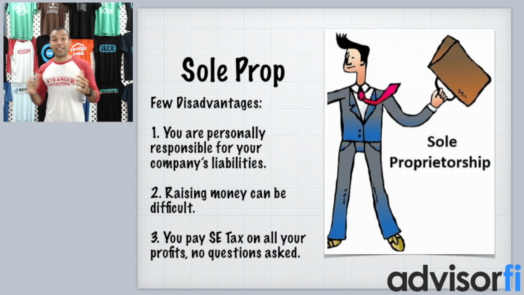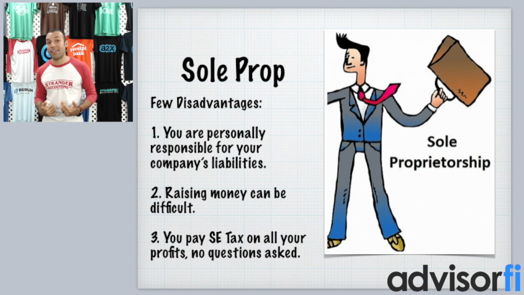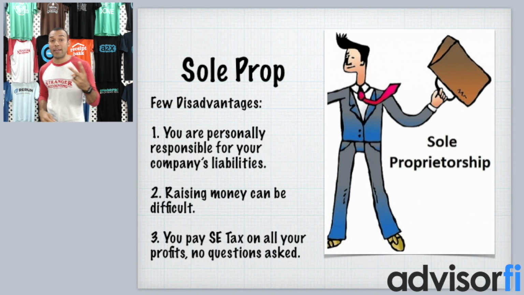And then ultimately, as far as I'm concerned, you pay self-employment tax or SE tax on all your profits, no questions asked. That is, you have no ability to try to curb your personal tax obligations. You have no ability to try to limit the amount of Social Security and Medicare tax that you pay into the system, which is what self-employment tax is. Self-employment tax consists of 2 taxes, Social Security tax and Medicare tax, which are the entitlement taxes that we all pay.